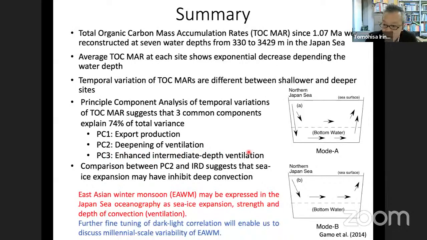And the comparison between the PC2 and the sea ice rafted detritus suggests the sea ice expansion may have inhibited the deep convection at that time.